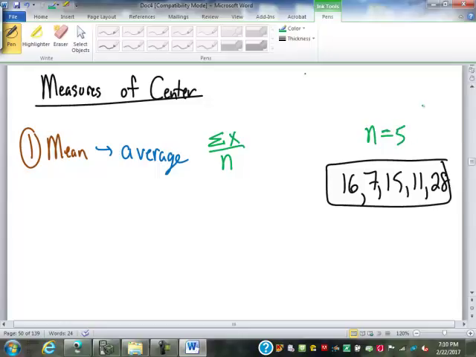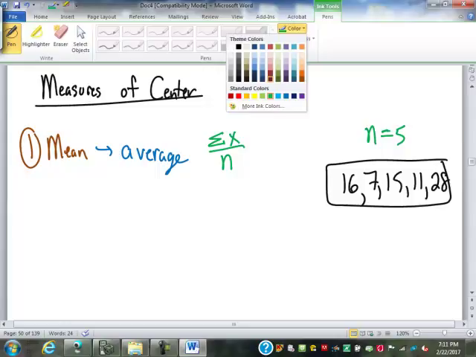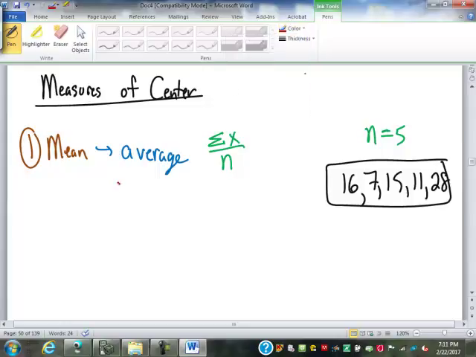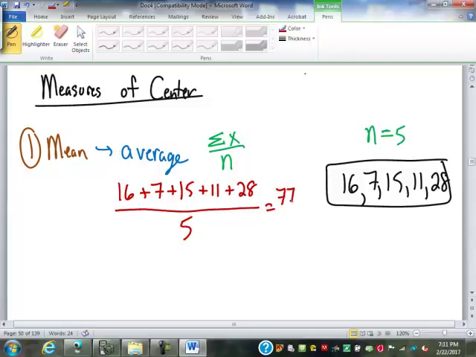5. Perfect. N equals 5. So we are going to add these numbers up. 16 plus 7 is 23, plus 15 is 38, plus 11 is 49, plus 28 is 77, divided by 5, which is going to give us 15.4 as our mean.